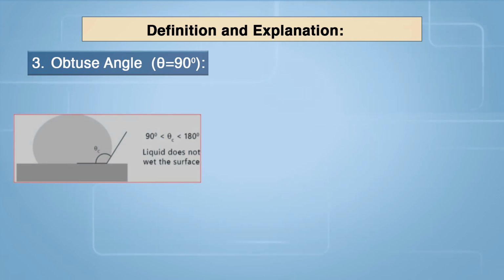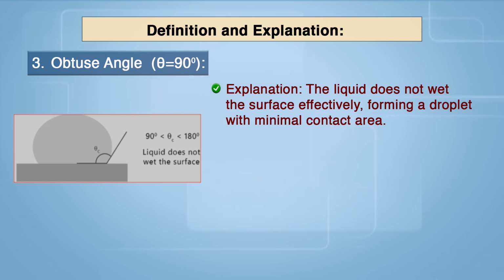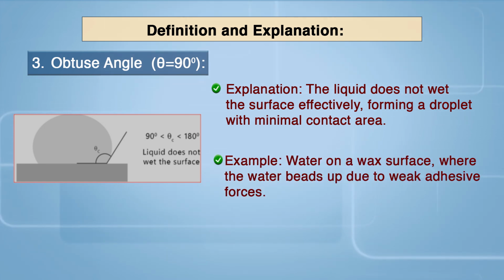Third, when an obtuse angle is formed, that is theta is greater than 90 degrees, the liquid does not wet the surface effectively, forming a droplet with minimal contact area, like water on a wax surface, where the water beads up due to weak adhesive forces.